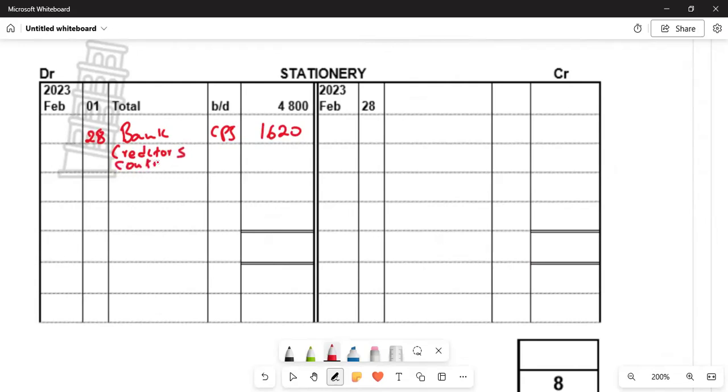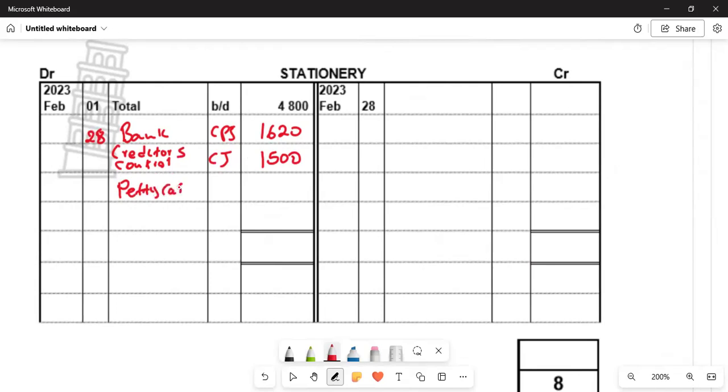Also, you're going to have creditors control, which is creditors journal. Remember, we did buy stationery on credit of how much? 1,500. Here we bought the stationery on cash. Here we bought the stationery on credit. We also did buy the stationery through our petty cash.